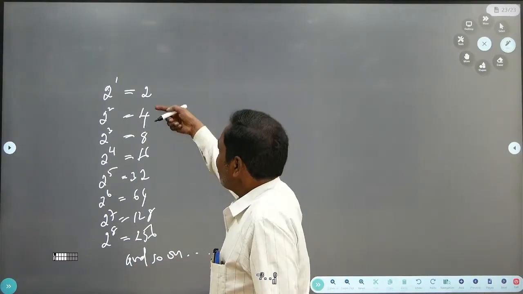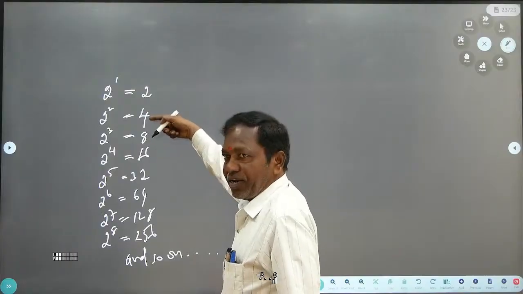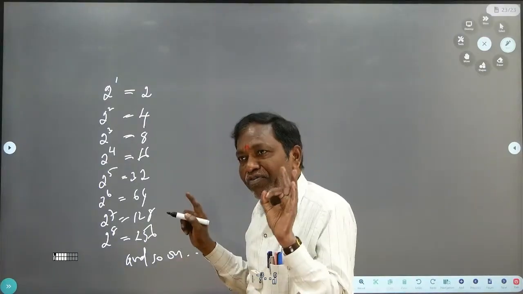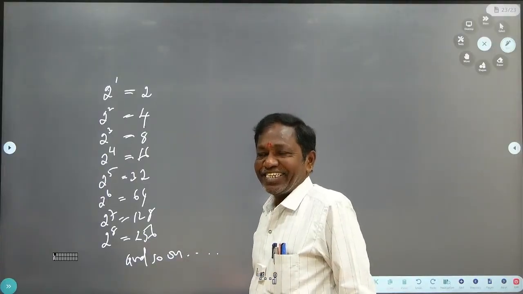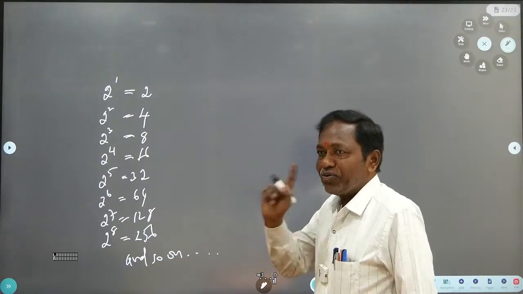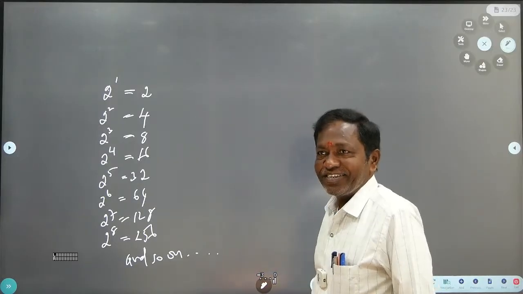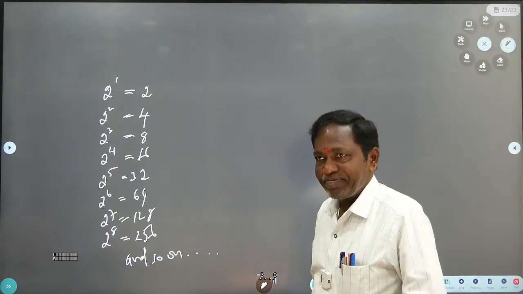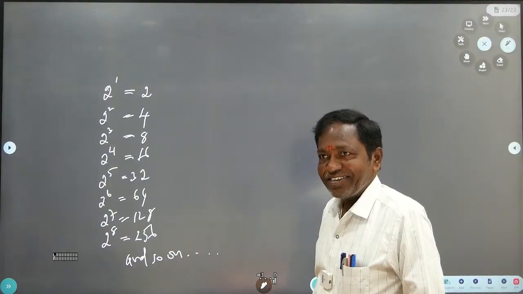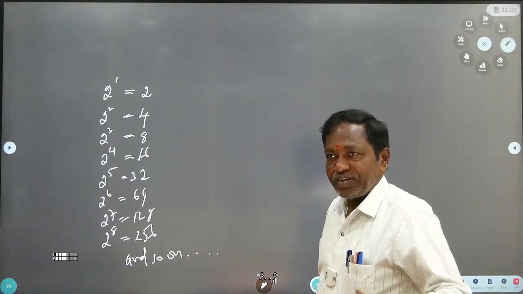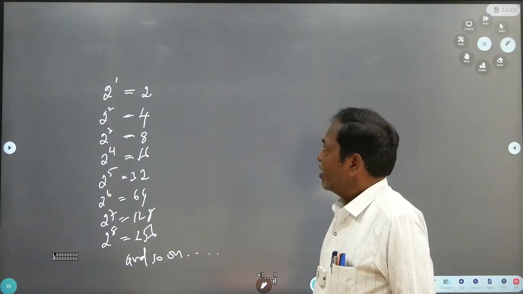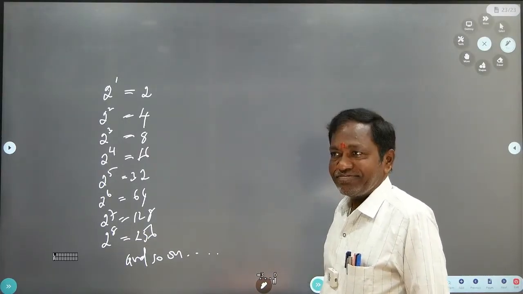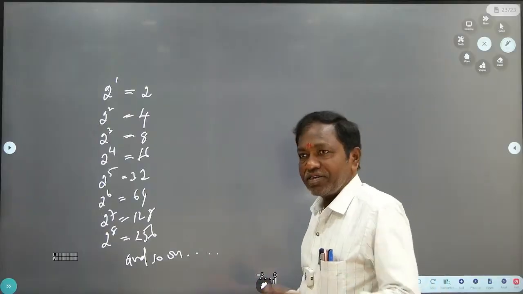See that 2, 4, 8, it's doubling. This property is only for 2, not for any other number. Every alternate year, one question is asked here. That is what I have seen in the last 5-6 years' papers. It's just doubling the resultant number. This is only for 2.